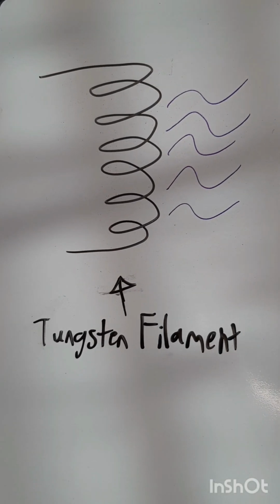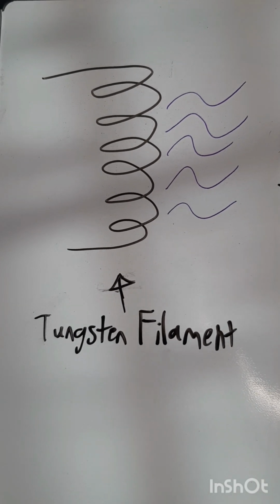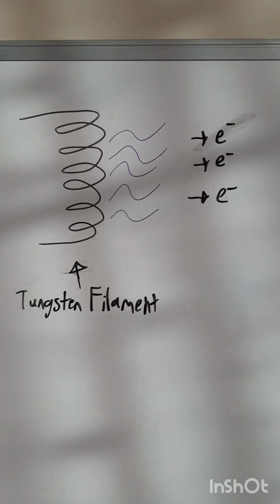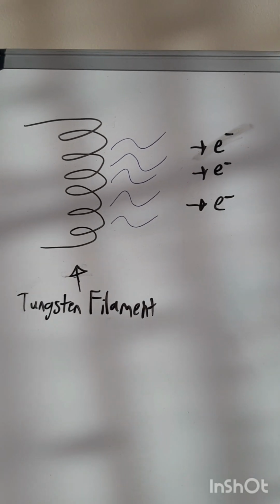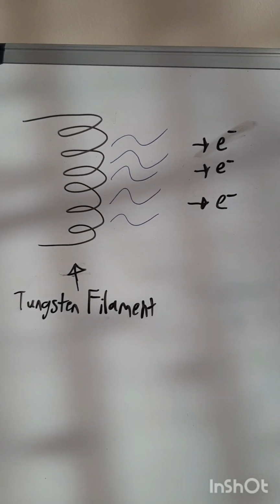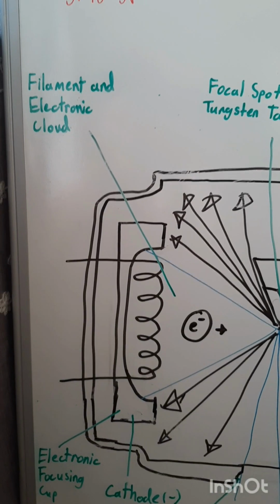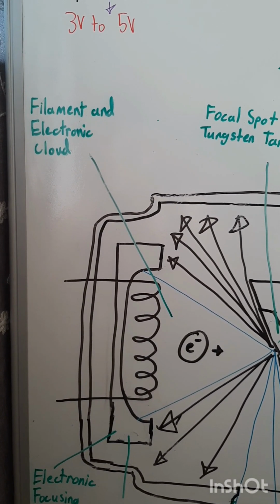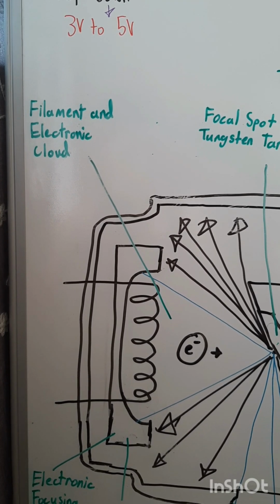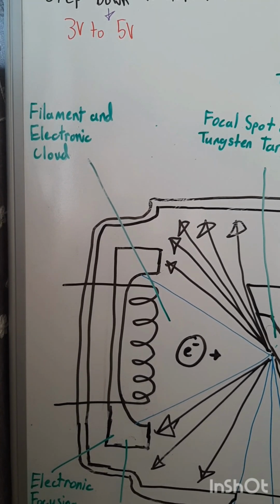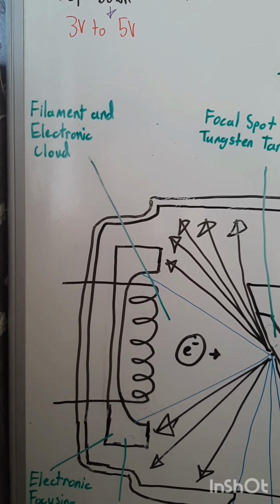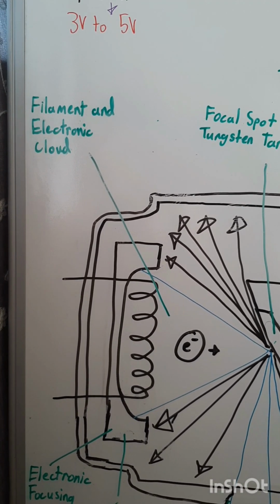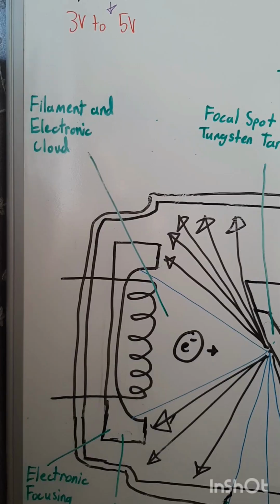This process is known as thermionic emission. As the filament heats up, electrons are released from the tungsten filament. The outer shell electrons of the tungsten atom acquire enough energy to move away from the filament, creating an electron cloud around the filament. The electrons remain in this cloud until the high voltage circuit is activated.